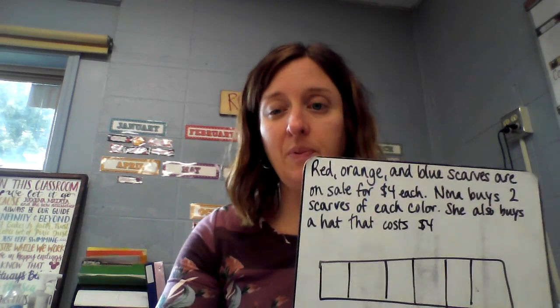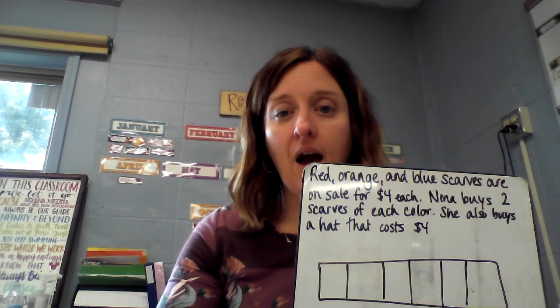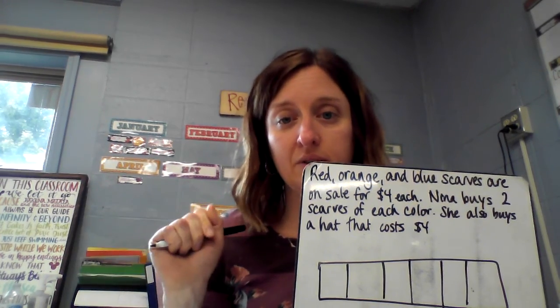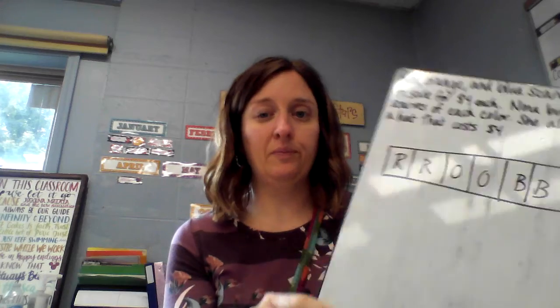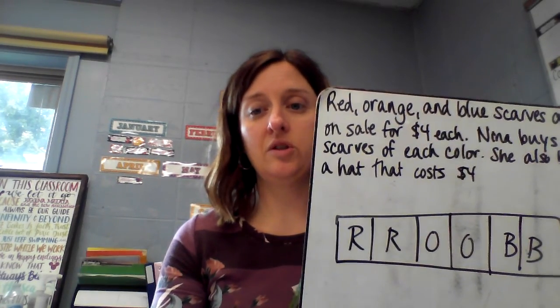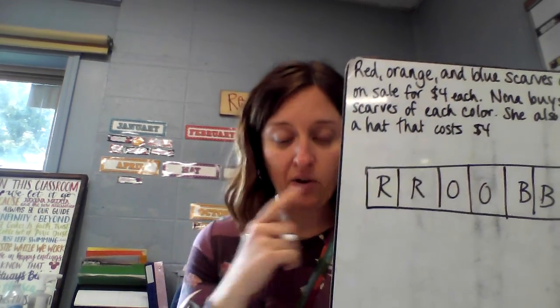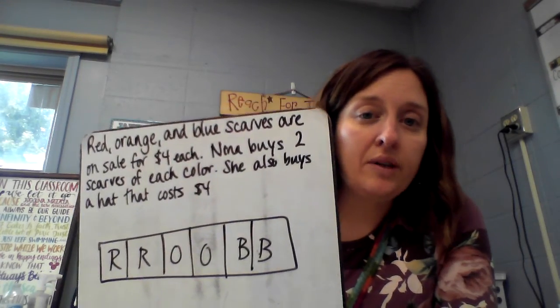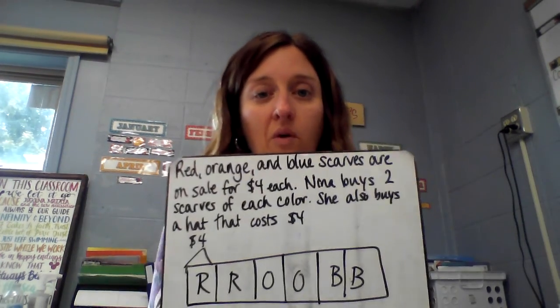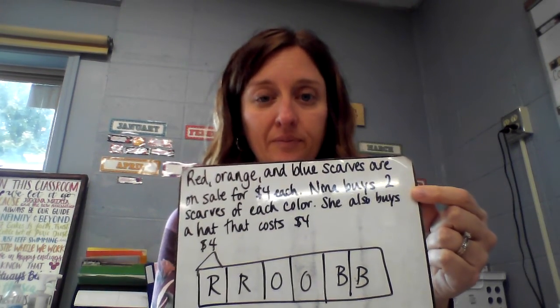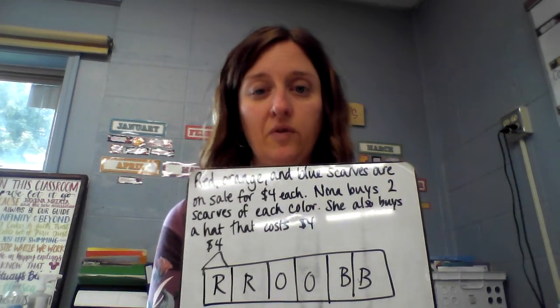So I know, looking at this problem, that I have red, orange, and blue scarves. She's buying 2 of each color. So I've got 2 red, 2 orange, and 2 blue. I know that each scarf is going to be $4. So I'm just working through what I know, okay? Each of these is $4, 2 of each kind.